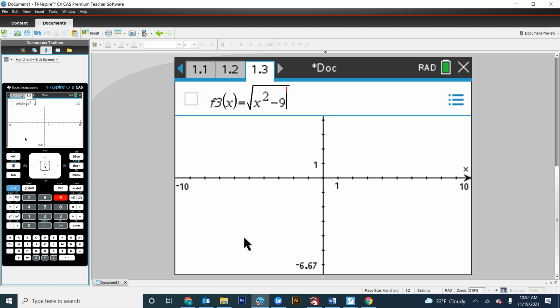Now x squared minus 9 needs to be greater than or equal to 0. -3 and 3. X squared minus 9 greater than or equal to 0. Domain? Right? So this graph's only going to exist beyond. Split domain.